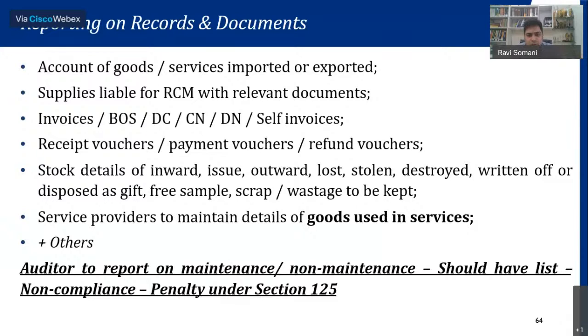Accounts, records, documents, these are the various things that need to be looked at. There should be a specific list. There are some non-compliances in cases of generating self-invoicing, receipt voucher, refund voucher, and all these documents. So a professional judgment and a view must be taken as to the materiality of this non-compliance, and accordingly it must be reported. But this particular information, they specifically asked for reporting. So if it is not complied, it must be reported.